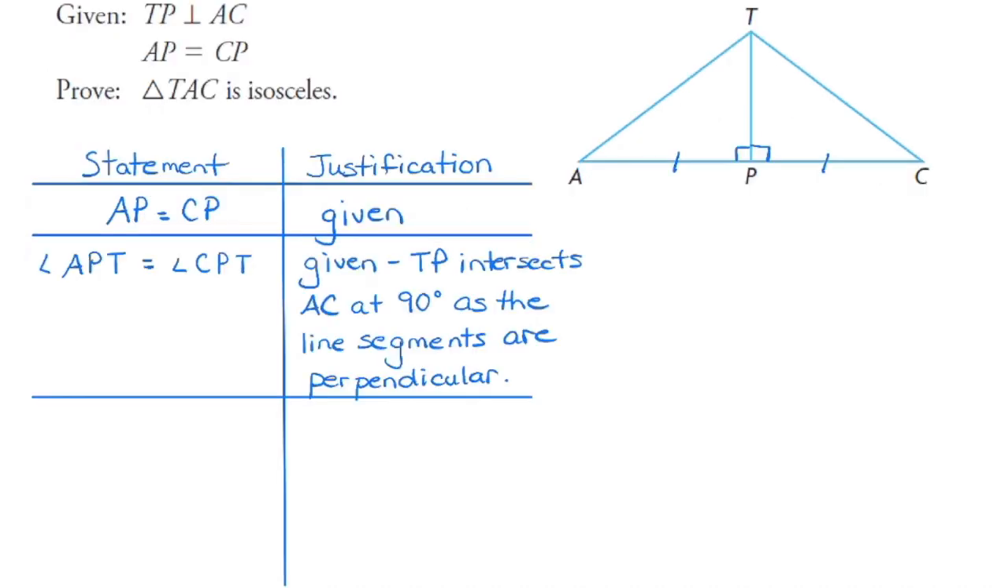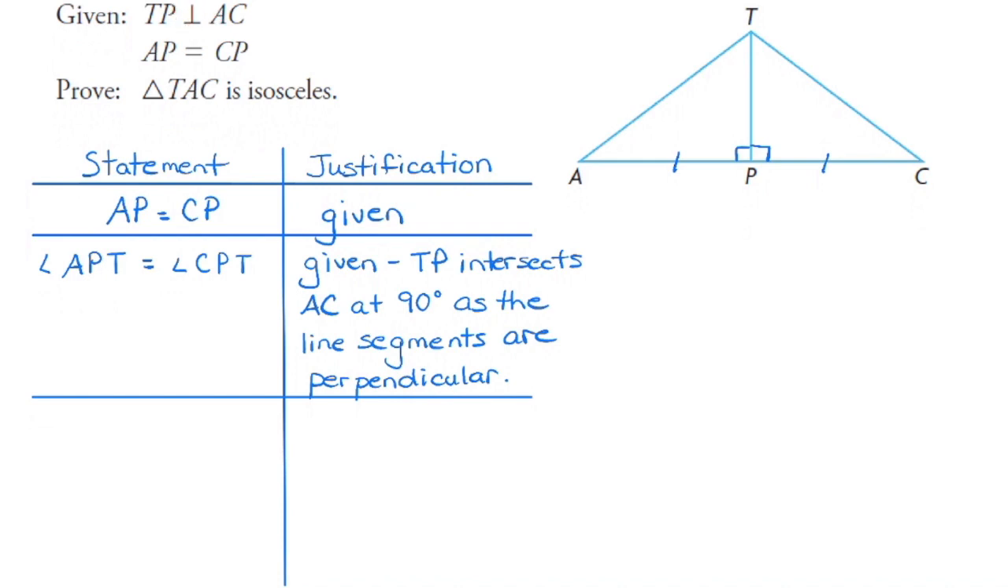My justification for this statement is just that the information is given to me. Anything that you're told, you can just say that's given as part of the question. Now, we're also given this piece of information, which leads us to this conclusion, but because this is not quite the same as this, I had to provide a little bit of an explanation here. Line segment TP intersects line segment AC at 90 degrees. By definition, perpendicular lines intersect at 90 degrees.